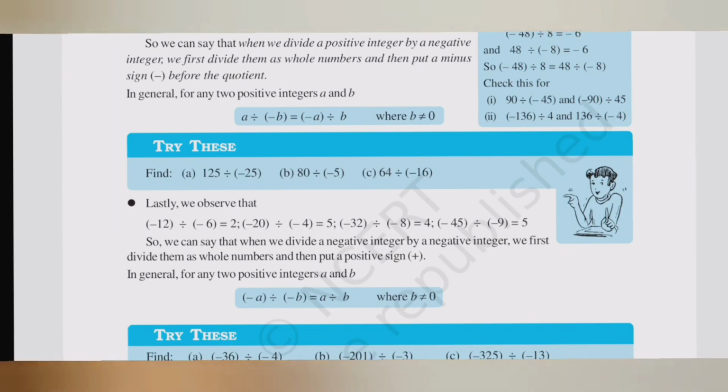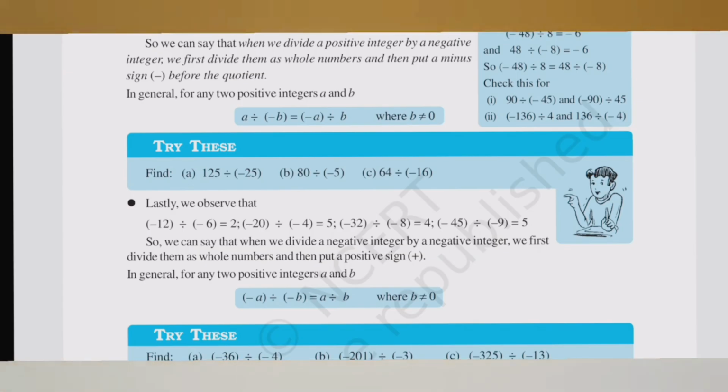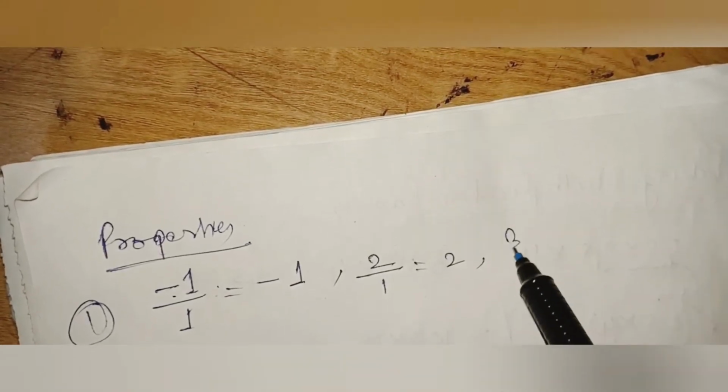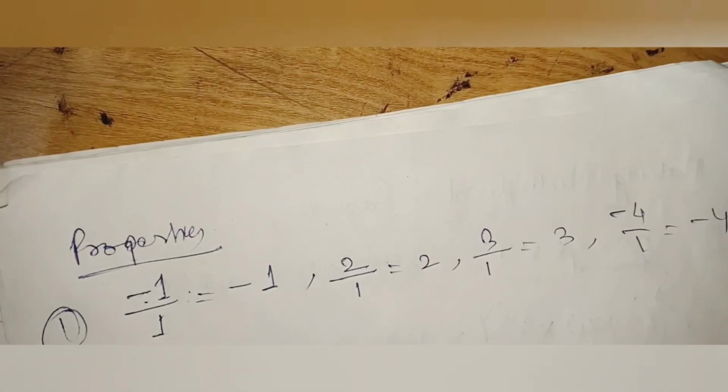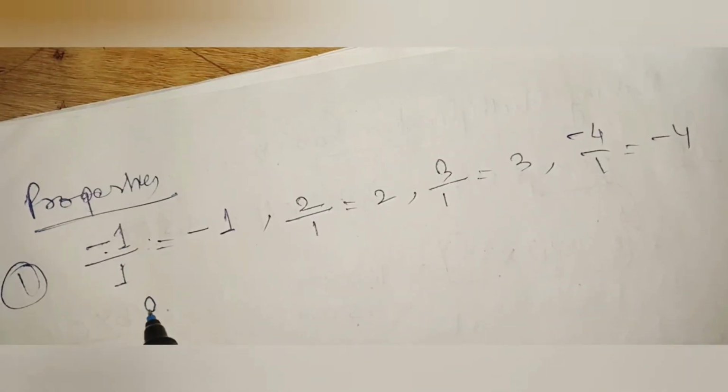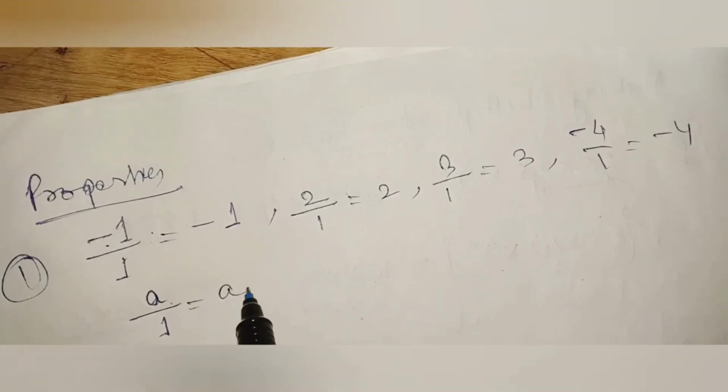And let us see its properties. First one is, if we divide any integer by 1, in integers also -1, if we divide it by 1, then we get the same integer. If it is divided by 1 we get the same. If we divide 2 by 1 we will get 2 only. If we divide 3 by 1 we will get 3. If we divide -4 by 1 we will get -4. So this is the first property: for any integer a, if it is divided by 1 we will get the result a.